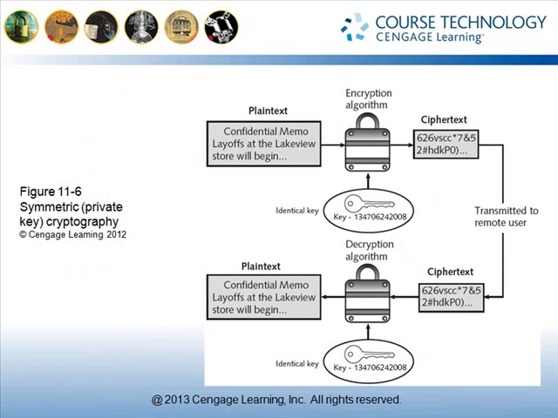Here's a figure that illustrates this private key cryptography. We begin with our plain text that goes through the encryption algorithm, and we have a key there, 1347, etc., that produces our ciphertext. The ciphertext is transmitted remotely to the user. When the user receives it, they take the identical key value, enter it into the decryption algorithm, and we have the plain text.